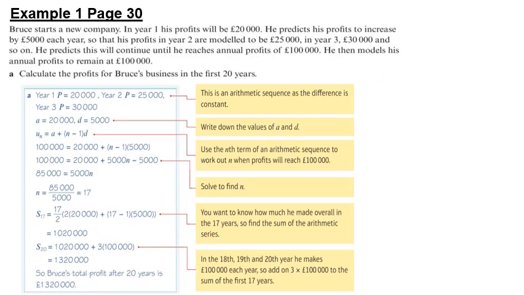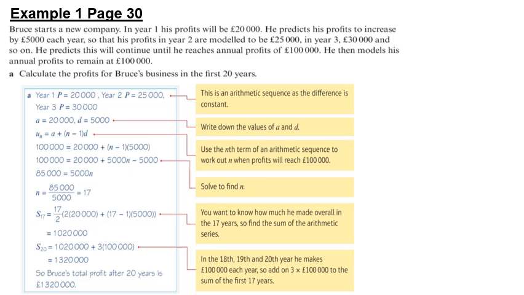Here's another example. Bruce starts a new company. In year 1, his profit will be £20,000. He predicts his profits to increase by £5,000 each year, so that his profits in year 2 are modelled to be £25,000, and in year 3, £30,000, and so on. He predicts that this will continue until he reaches annual profits of £100,000. He then models his annual profits to remain at £100,000. Calculate the profits for Bruce's business in the first 20 years.